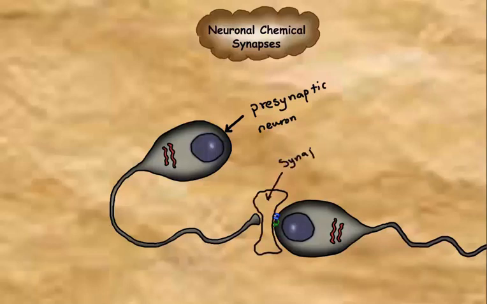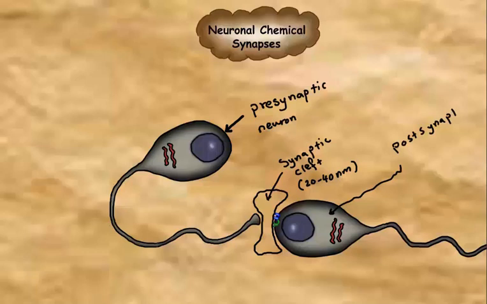The space between two neuronal cells is called the synaptic cleft, and this space is about 20 to 40 nanometers in width. The neuronal cell that receives the neurotransmitter via receptors on its surface is called the post-synaptic neuronal cell.